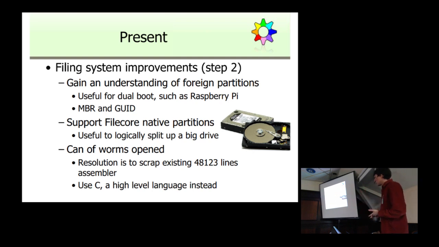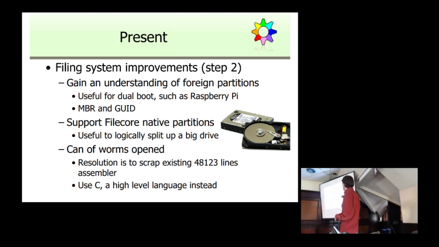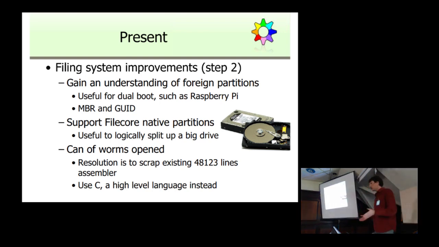Really, it should be able to support that using what's known as MBR, the master boot record, and GUID, which is another partitioning scheme that's very well known in other OSs. So you can then have multiple OSs sitting on the same disk at the same time, and Filecore won't trample over all the other ones as it would do at the moment. And then a second part to that, or a corollary of that, is that Filecore itself can put things in partitions, so you can then subdivide a massive hard disk into smaller drives that will then appear as several icons on the icon bar.